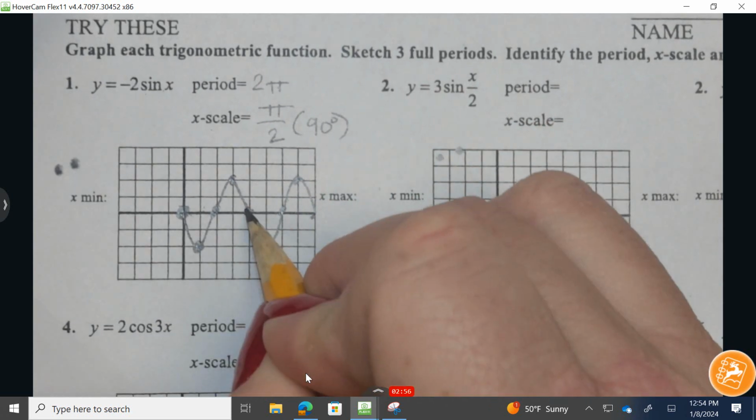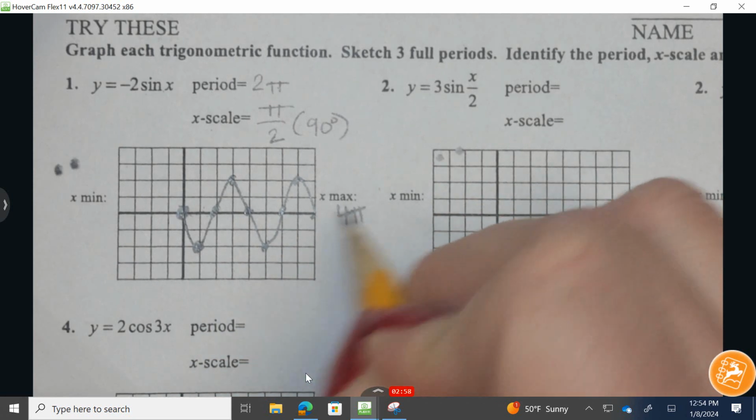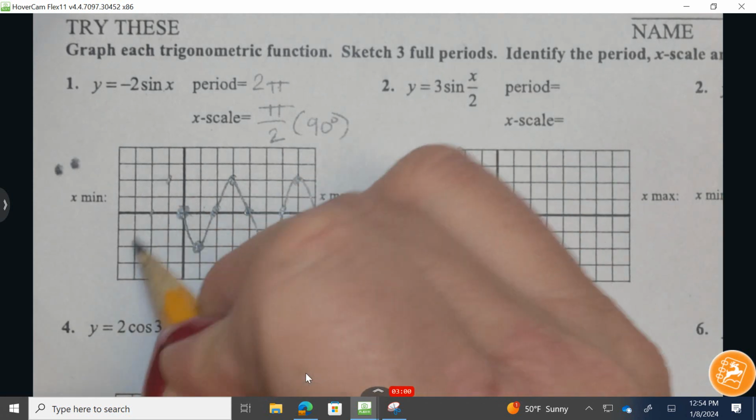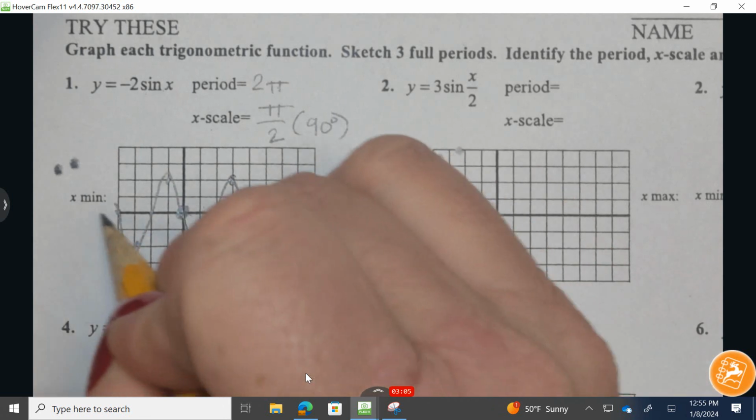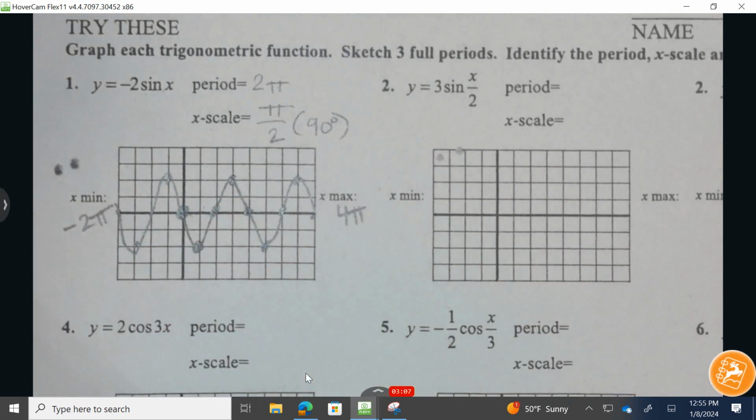So if this is 2 pi and this is 2 pi, it's a total of 4 pi to the right, and I'm just going to continue the pattern going in the opposite direction. It's one cycle backwards, which is a distance of -2 pi.